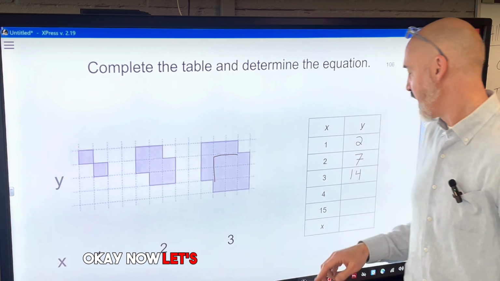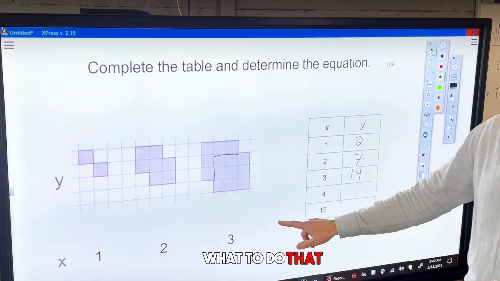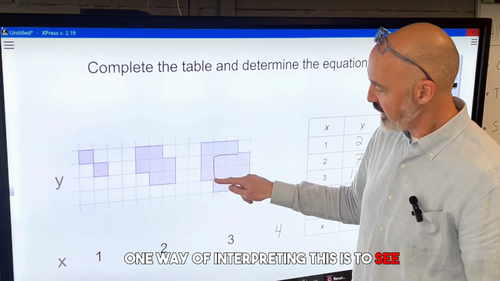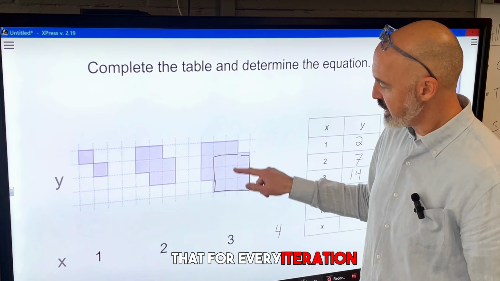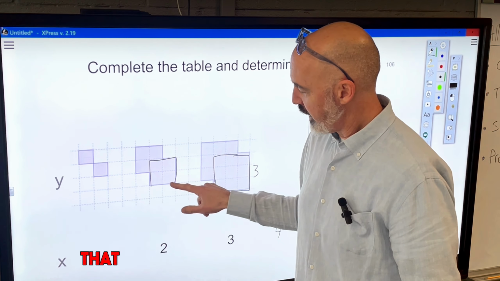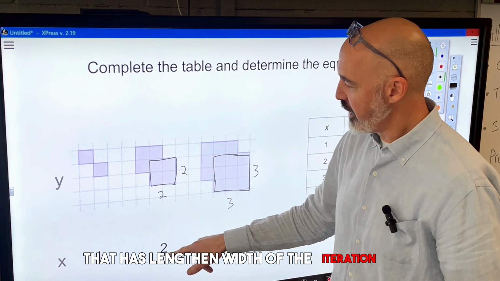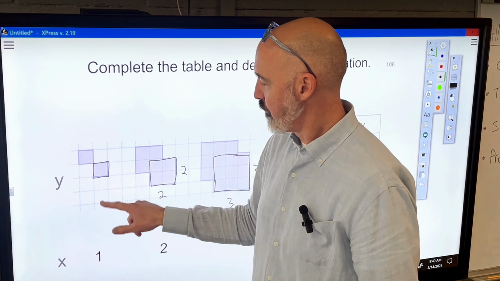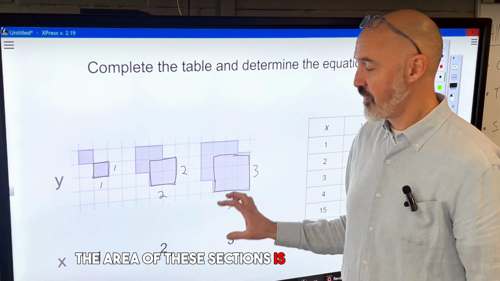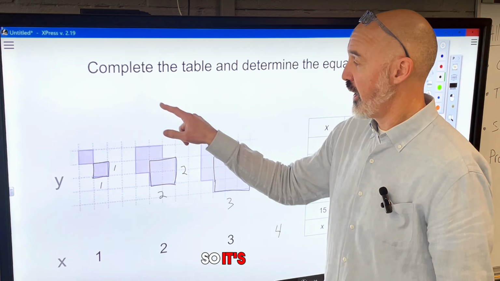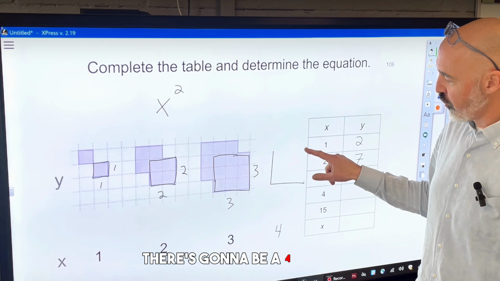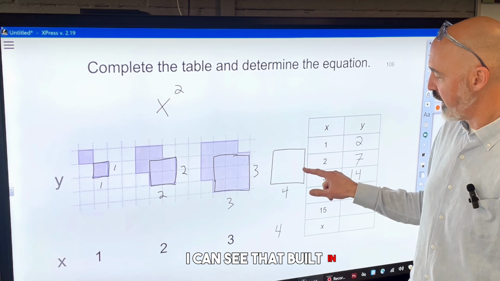Okay, now let's think about the fourth iteration. Well, to do that, let's look at the first ones. One way of interpreting this is to see that for every iteration, there's like a square built in that has length and width of the iteration number. So literally, the area of these sections is the iteration squared. So it's x squared. So here for the fourth iteration, there's going to be a 4 by 4 square. I can see that built in.